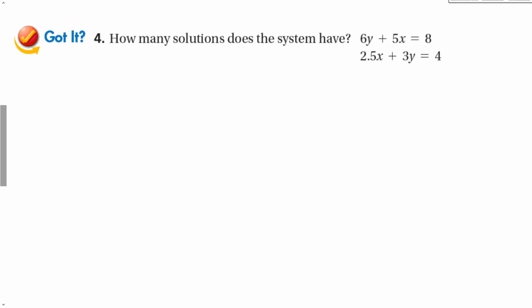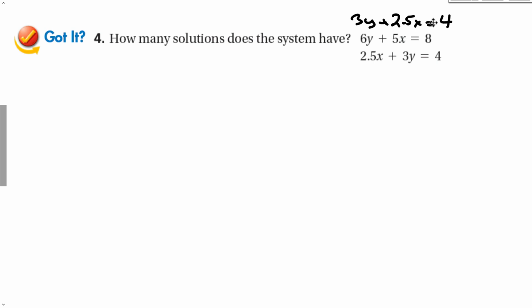This one's a little trickier because notice that none of the variables are by itself. Okay? So what we're going to have to do is maybe make one of the variables by itself. So I'm going to have to use division. Or I could notice that if I rearrange this and look at this, 3y plus 2.5x is equal to 4, which was the bottom equation, just written in a different order.